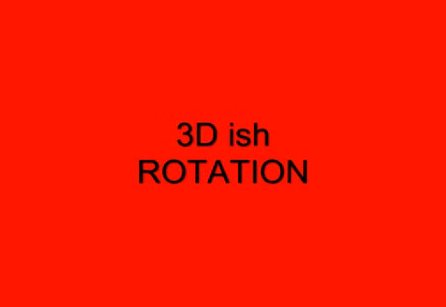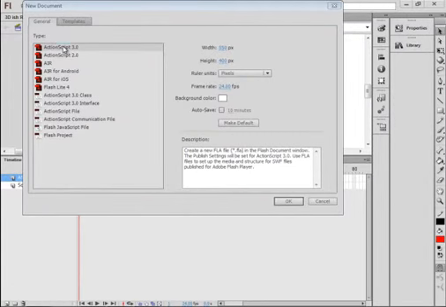Welcome to Flash Tutorial 19. I'm calling it 3D-ish, like as in three-dimensional-ish, rotation. I'm starting a new FLA, ActionScript 3, and I'm keeping 550 for my width, 400 for my height, 24 frames per second, and I'm keeping the white background right now.